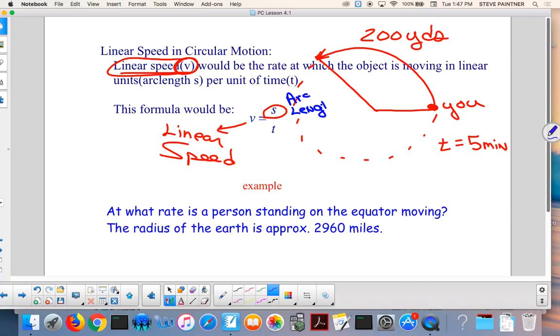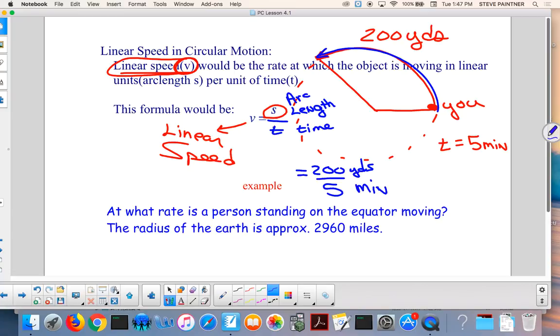How far did you travel around the circle? Well, you went what? 200 yards. And this t down here is what? Time. So look at your numbers, guys. You went 200 yards in what? 5 minutes. Well, that'd be what? 4 yards. 200 divided by 5, right? Yards per minute.